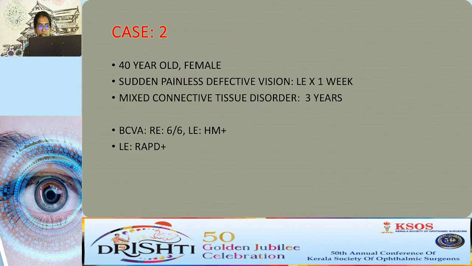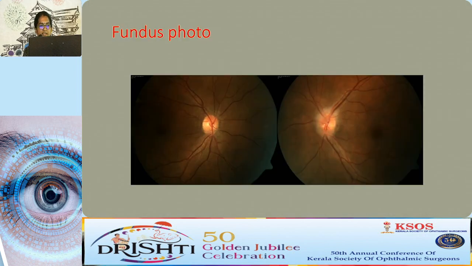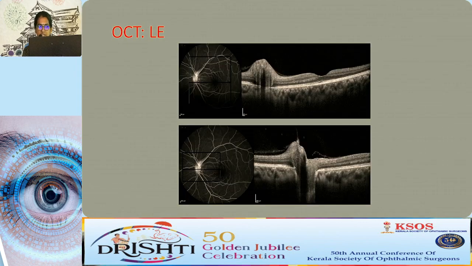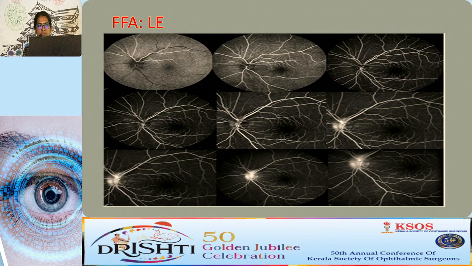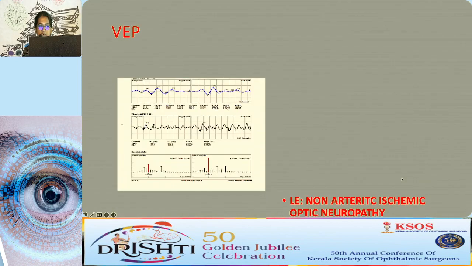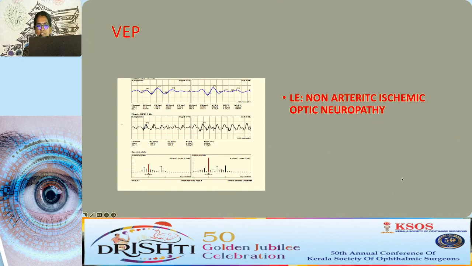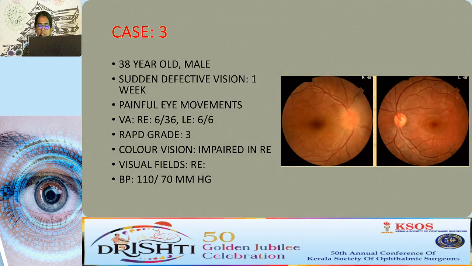And case 2 is a 40-year-old female who presented with sudden painless defective vision of 1 week duration. She was a diagnosed case of mixed connective tissue disorder, and the vision in the left eye was hand movements. That is a much higher visual loss, and the left eye had an RAPD. This is the fundus photo. You can see the disc edema in the left eye, and also in the OCT and in the FFA, where in the late stages there is a disc leakage also. And VEP also showed a change. So this is a left non-arteritic ischemic optic neuropathy.